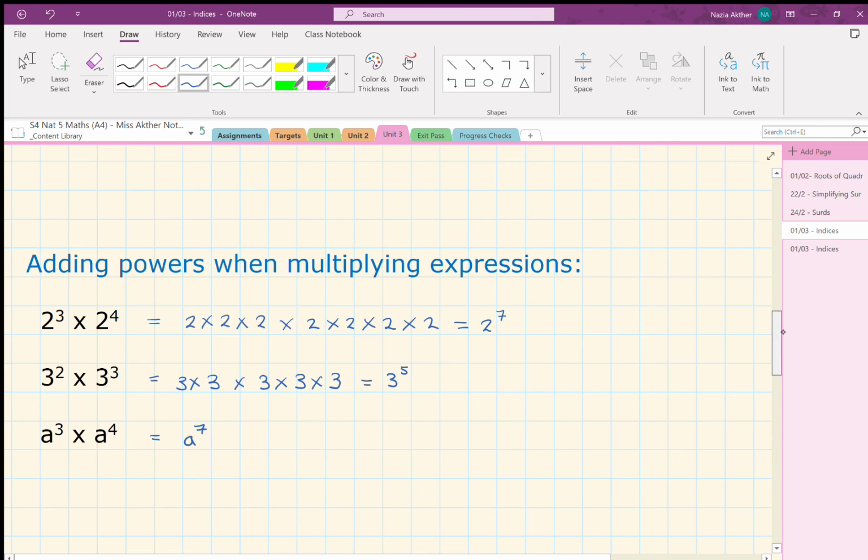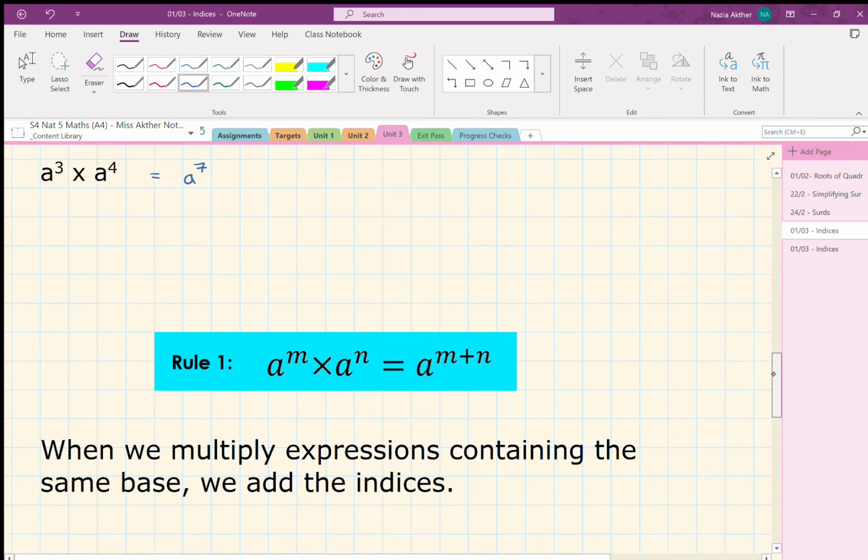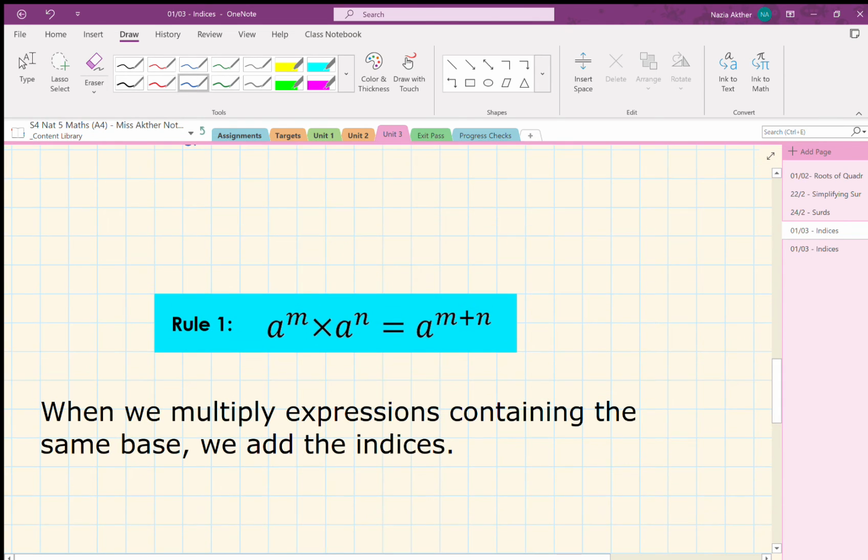So rule 1, when we multiply expressions containing the same base, so the base here, we've got a as the base, we add the indices. So the indices are m and n. So a to the power of m times a to the power of n is equal to a to the power of m plus n. So that's your first success criteria.